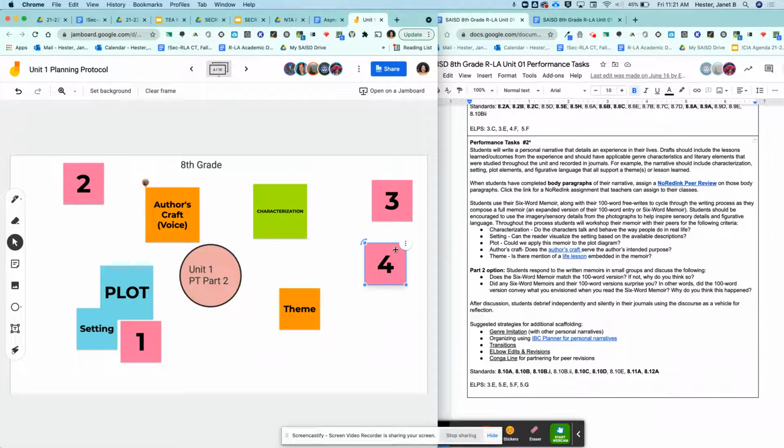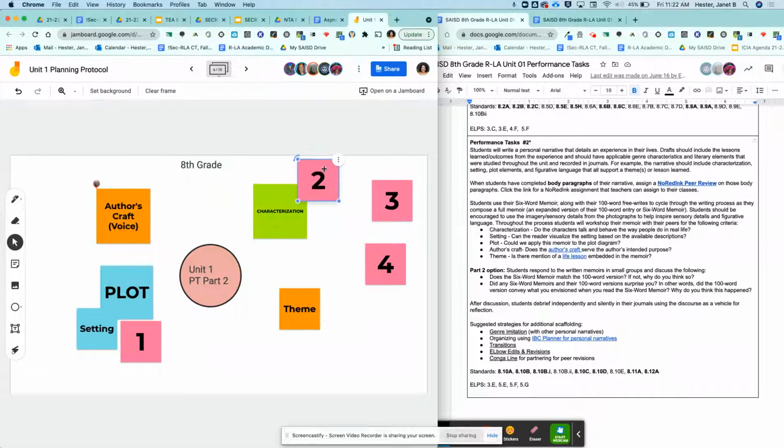And they can see the reading portion from part 1 as a mentor text if they struggle with coming up with their own setting. Yeah, they can use that descriptive writing in the reading piece. So maybe characterization would be 2, mimicking the author's craft. And then 3 would be, what do you think? Should 3 be author's craft and voice, or should it be theme? Probably author's craft. I think theme would be the last part.